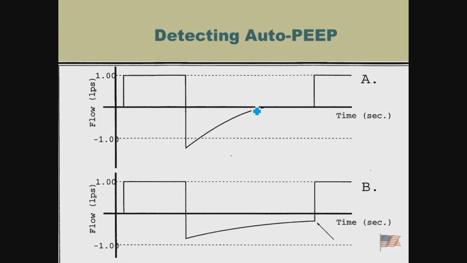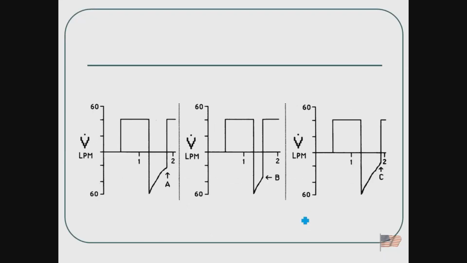Auto PEEP: flow returns to zero. Flow does not return to zero. Auto PEEP is present, and what do we do? We go ahead and we measure it and quantify it. If it's significant, you want to go ahead and correct for it, fix the cause, or you can apply extrinsic PEEP to combat it. And here you can see the presence of auto PEEP.